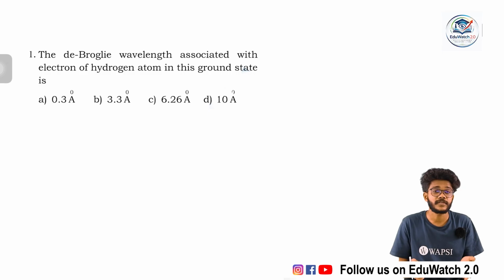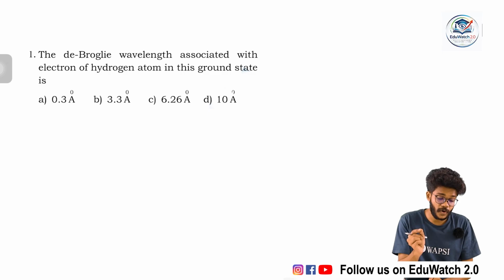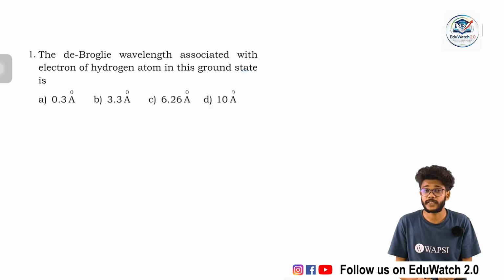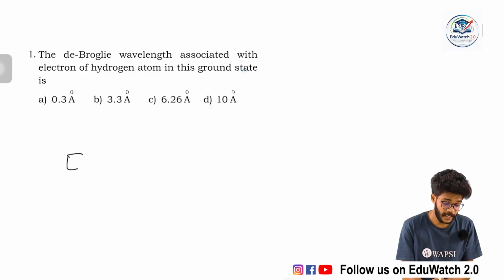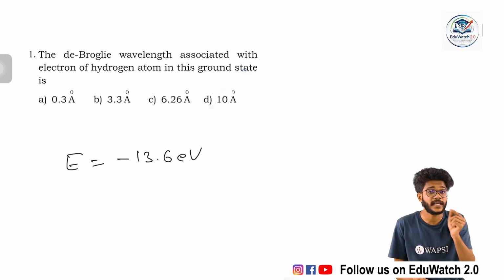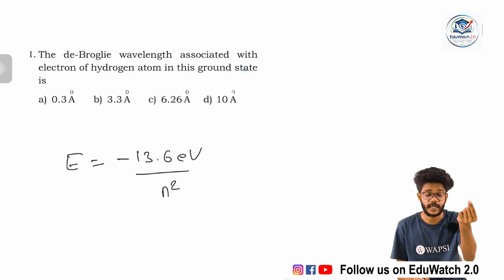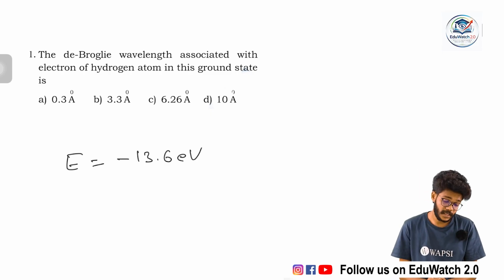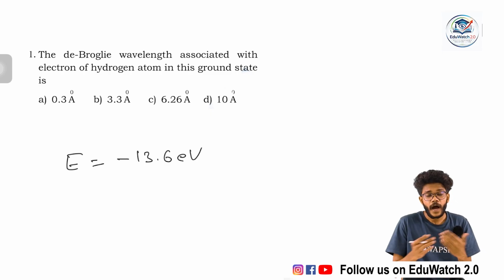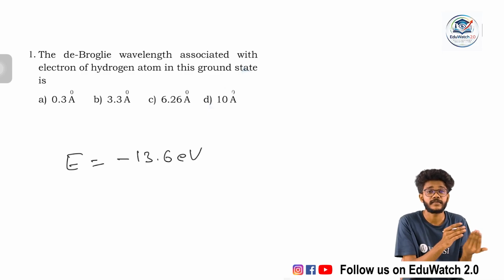So in this question they have not given any kind of data, but one point is that the electron of hydrogen atom is in the ground state. So what's the energy of electron in the ground state? We know that energy is equal to minus 13.6 electron volt, because the ground state means n is equal to 1, so 13.6 divided by n square, with n equal to 1, divided by 1, therefore the energy is minus 13.6 electron volt. So how can we connect this energy with the wavelength?